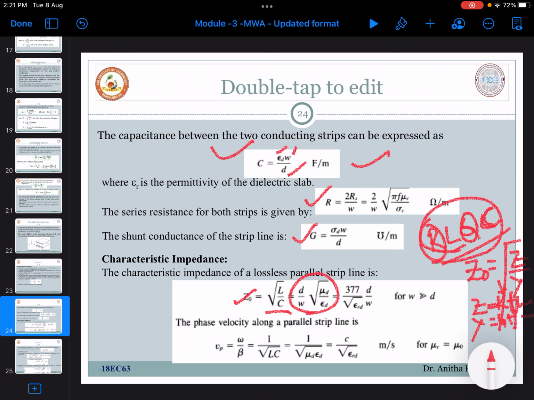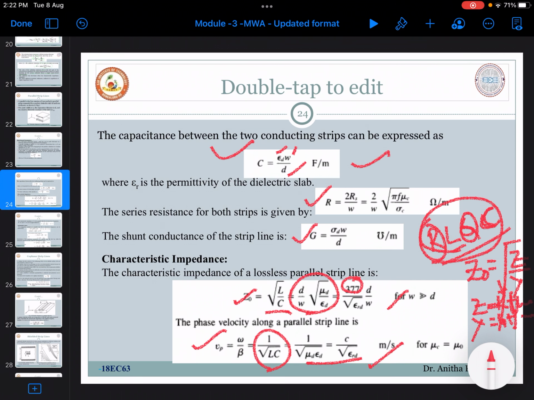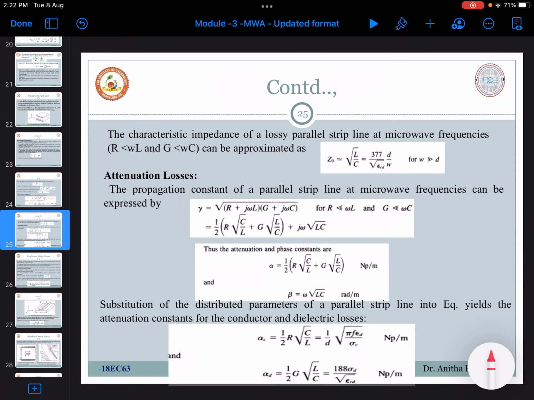mu naught by epsilon naught, if I replace that with the free space impedance as 377 ohms, then you can evaluate the Z0 value by using this expression. And the phase velocity, as we have already defined, is the velocity with which the wave travels in a medium, which is represented as omega by beta. If you express it in terms of root LC, substituting L and C values, you can represent it in this manner, or you can find out the Vp value, that is the velocity of propagation, from this equation.